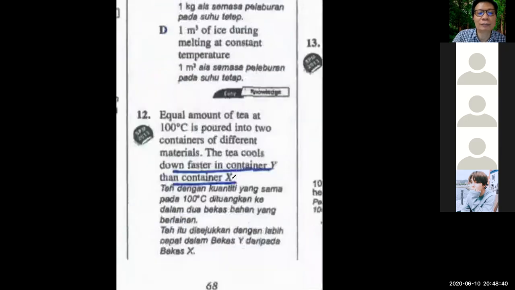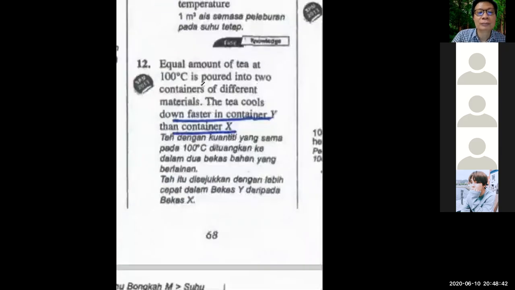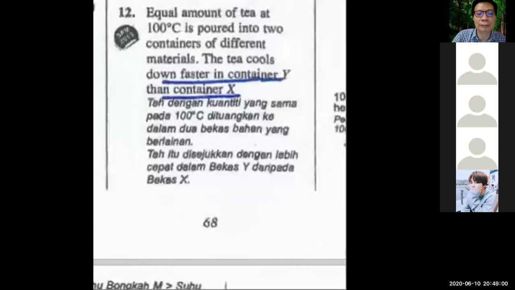Okay, number 12. Equal amounts of tea at 100 degree are poured into 2 containers of different material. Tea cools down faster in container Y than container X. Why? Why does the tea cool down faster in container Y?